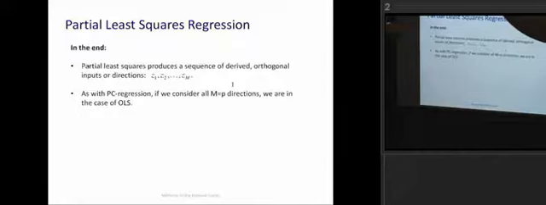In the end, just like PCA, you get a series of features, and we have Z1 to Zm, and as with PCA, if we consider all directions, we're at the ordinary least squares solution. We're not doing anything to reduce the dimensionality. We're just using a different subspace to compute the solution.